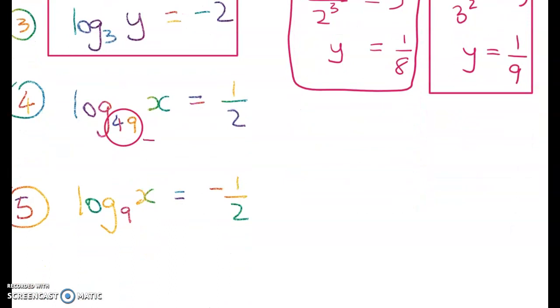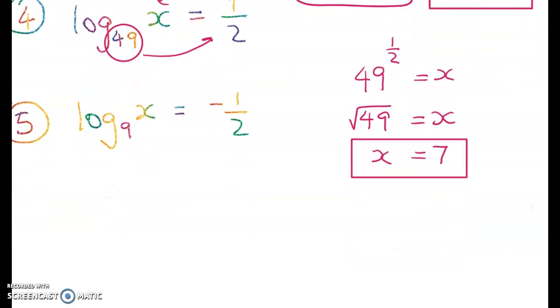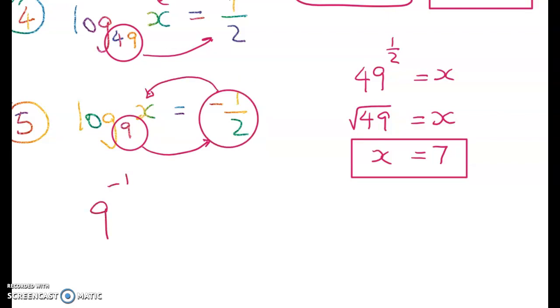So doing our loopy thing again, this is what we're going to get. 49 to the power of 1/2 is equal to x. The power of 1/2 just means the square root. So this is one time where I like to write it back with surd notation. So x is equal to 7. That's number 4. And then for number 5, it's going to be 9 to the power of negative 1/2 is equal to x.